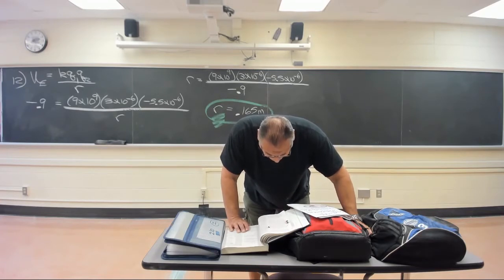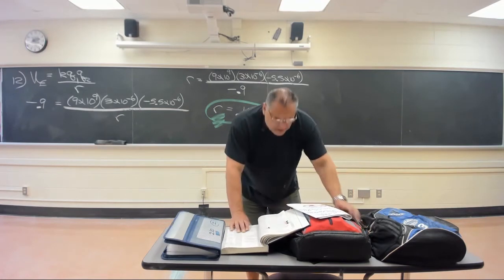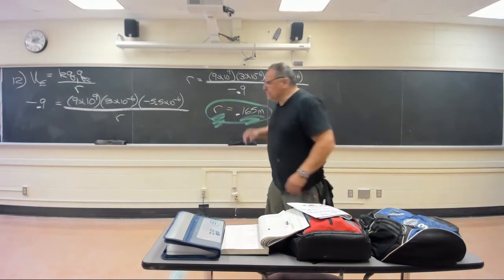A proton is fired from very far away directly at a fixed particle with charge Q equals 1.28 times 10 to the negative 18 coulombs. If the initial speed of the proton is 2.4 times 10 to the 5th meters per second, what is its distance of closest approach to the fixed particle? The mass of a proton is 1.67 times 10 to the negative 27 kilograms. So let's get to this.